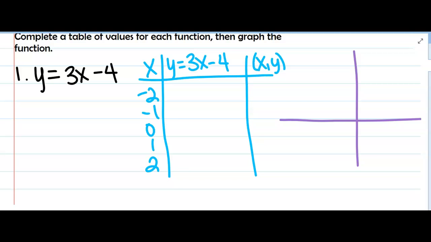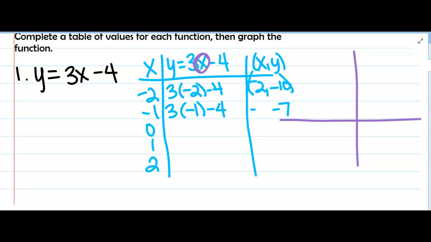So my rule this time, we're going to plug these numbers in for x. We're going to take 3 times the first one. We're going to plug in -2 minus 4. So 3 times -2 is -6. -6 minus 4 is -10. We're going to tie both of those together, so we have our ordered pair, -2, -10. Then we're going to plug in -1. So this time we're going to take 3 times -1 minus 4. 3 times -1 is -3. -3 minus 4 is -7. So that ordered pair, when I plug in -1, I get out -7.